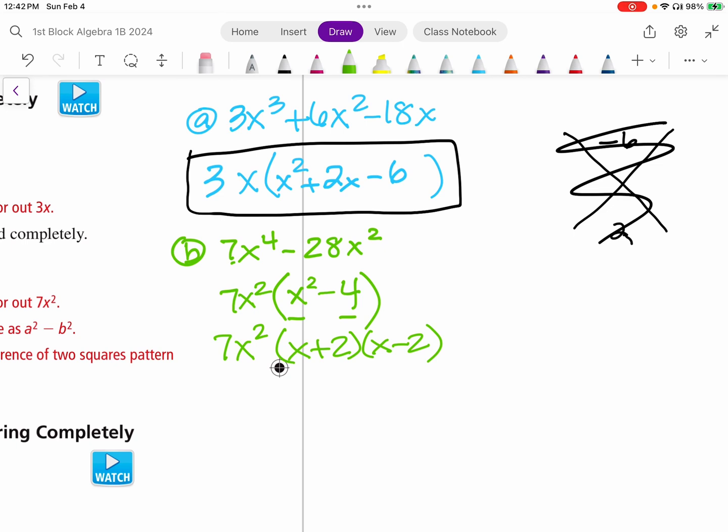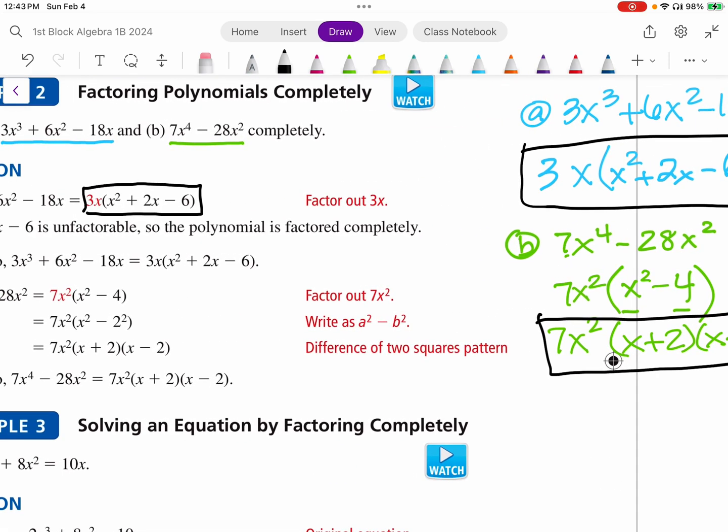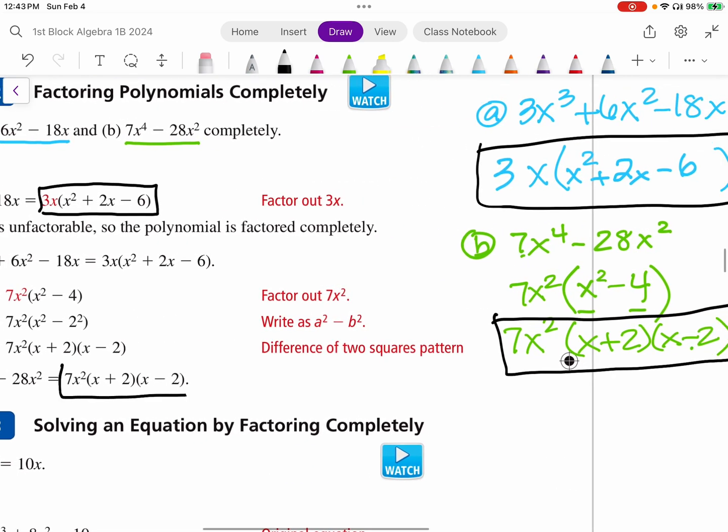Every time you think you're done, don't be. Look back at every one of these. Can 7x squared, that's a monomial, be factored? It can't. Can x plus 2 be factored any farther? No. Can x minus 2 be factored any farther? No. So then we can be confident that this is factored completely. Nothing can be factored any farther. We see the same answer from the publishers in our book.